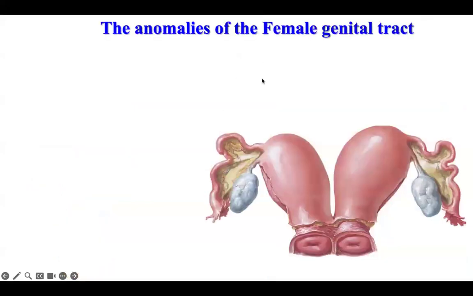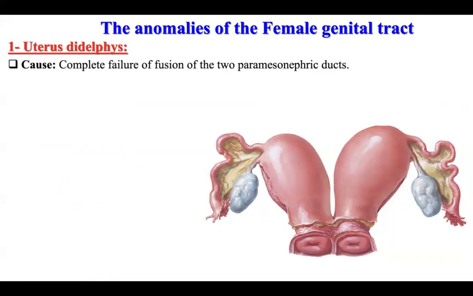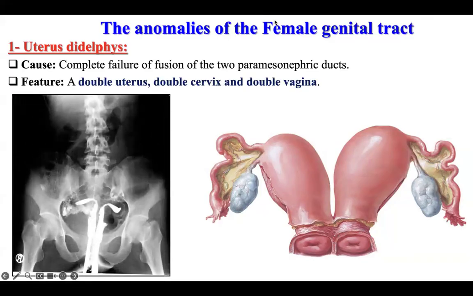Okay. What are the anomalies of the female genital duct system? The first one is named uterus didelphus. What is meant by di? There is no fusion between the caudal parts of the paramesonephric ducts. Each duct will give a tube, uterus, cervix, and vagina. So this female has 2 uterus, 2 cervix.